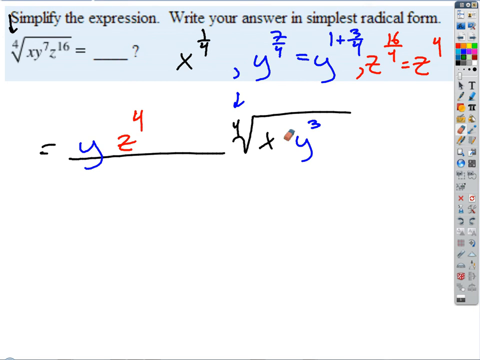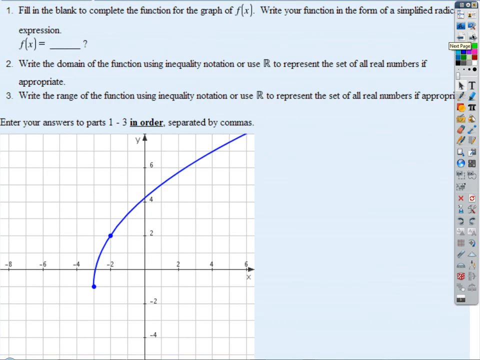Okay. All right, top one. Yeah. Good luck. Thank you. Bye. See ya.